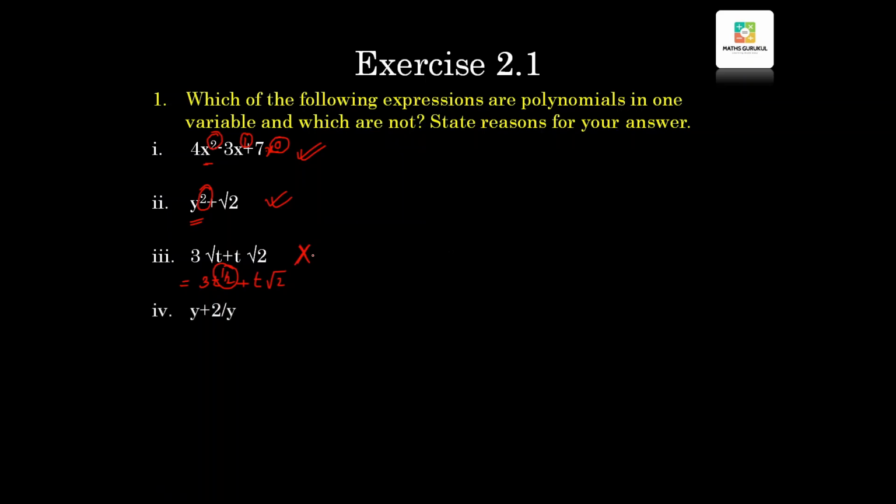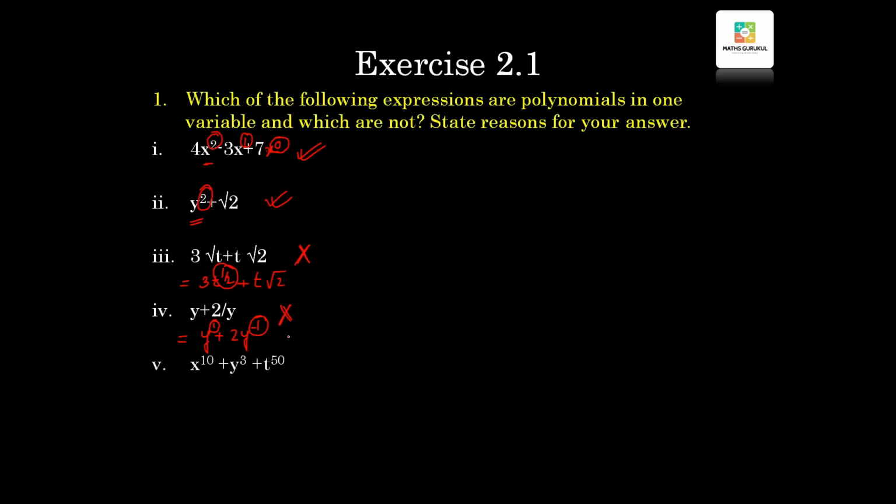The fourth question is y plus 2 divided by y. Now, in this expression also, there is only one variable involved, and that variable is y. If we simplify this expression, we can write it as y plus 2 into y to the power minus 1. If we observe the exponential power of y, in the first term it is 1, which is a whole number. But in the second term, it is minus 1, which is not a whole number. So, as per the definition, if it is not a non-negative integer, then this particular expression cannot be a polynomial. Okay, this is not a polynomial.